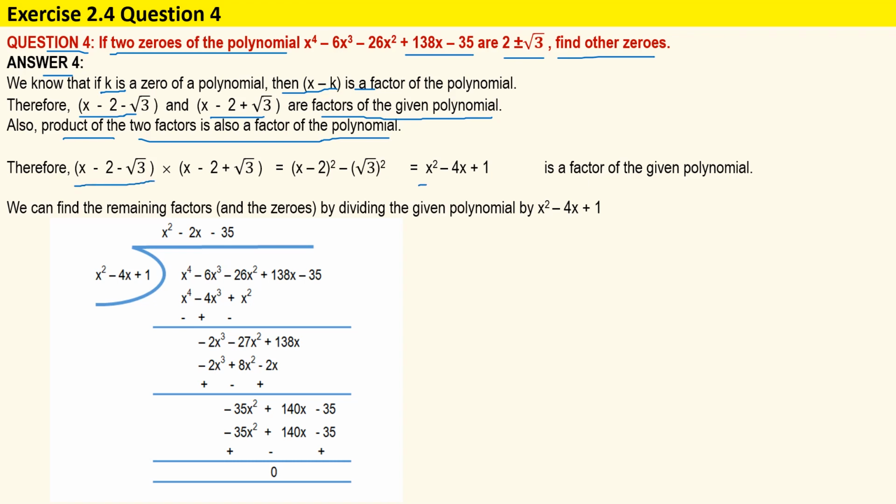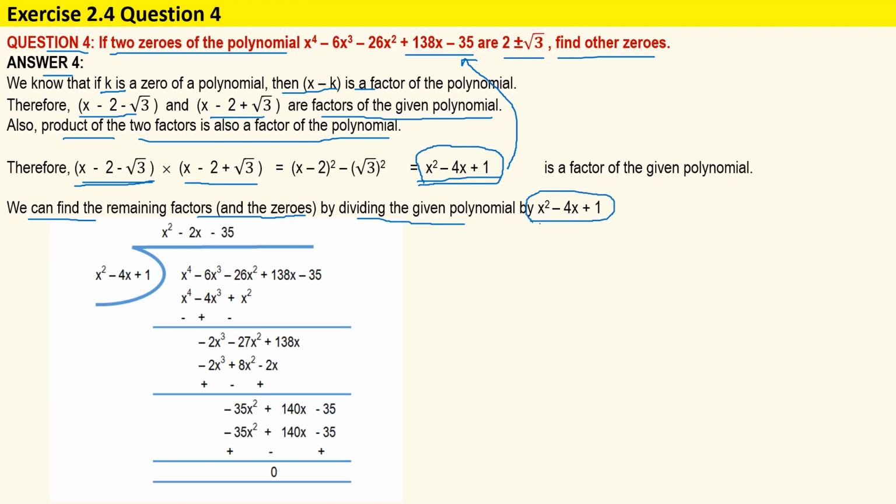x square minus 4x plus 1, which is a product of the two factors x minus 2 minus square root of 3 and x minus 2 plus square root of 3, is also a factor of the given polynomial. So now we will be able to find the remaining zeros by dividing the given polynomial by x square minus 4x plus 1.